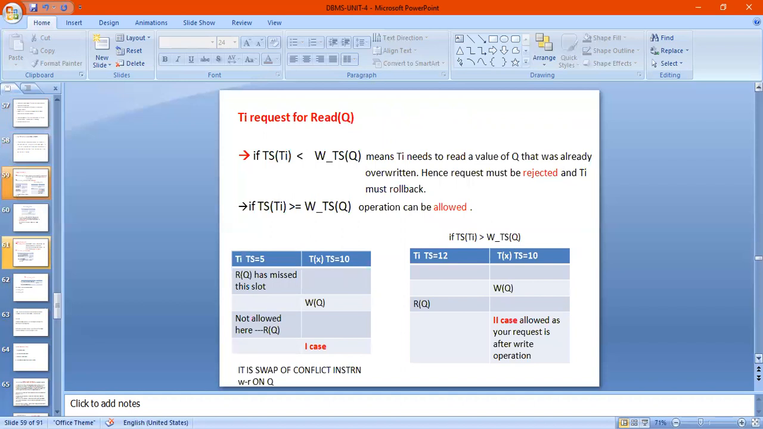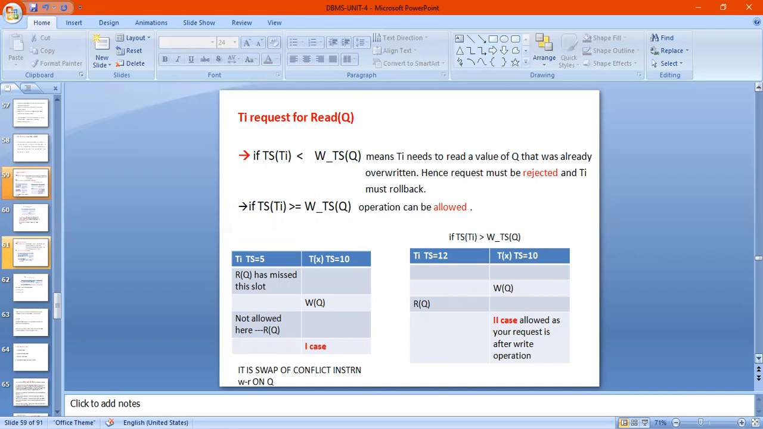So Ti requests a read of Q. If the timestamp of Ti is less than the write timestamp of Q, it means Ti needs to read a value of Q that was already overwritten. Hence, the request must be rejected and Ti must roll back. If the timestamp of Ti is greater than or equal to the write timestamp of Q, the operation can be allowed.